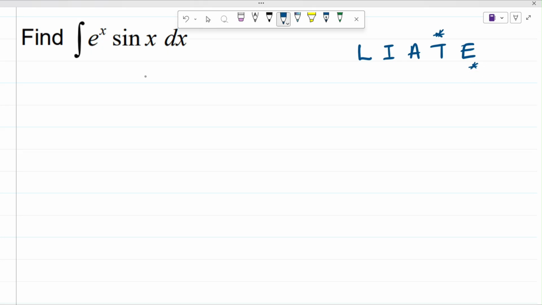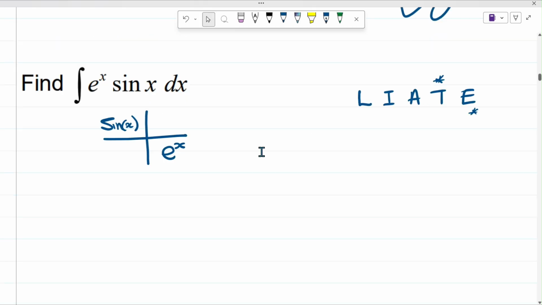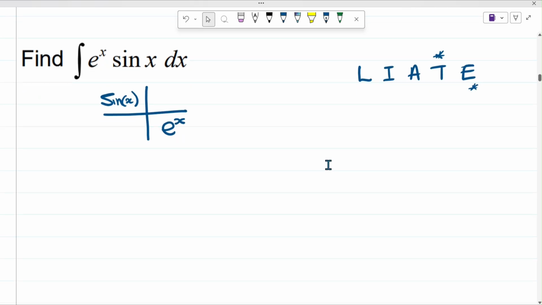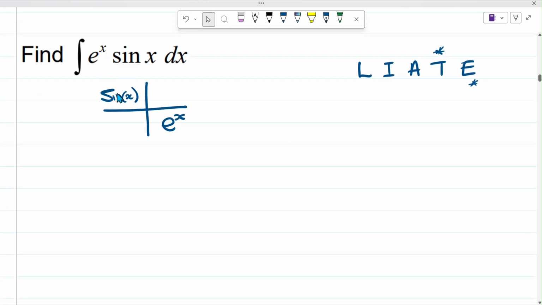You understand? So when we write our cross here, what are we going to write? We're going to write the function that comes first, which is the trigonometric function, sine x. And then the exponential function, we're going to write it here. All right. And then we know that when we move from here to here, we differentiate. So when we differentiate sine x, what do we get? We get cos of x.